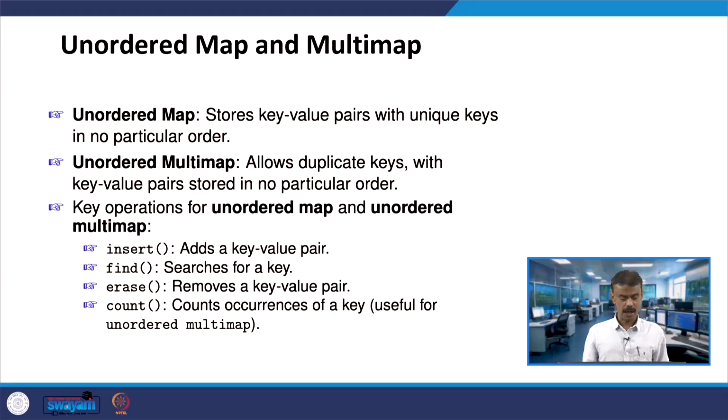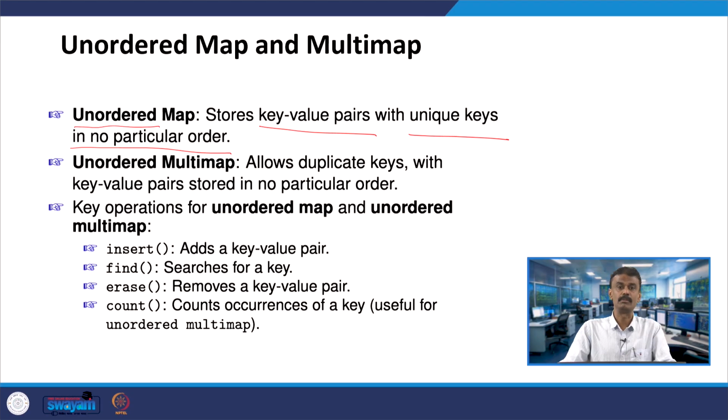The next concept we will see is unordered map and multimap. The unordered map, the keyword itself says unordered, is storing key value pairs with unique keys, but it does not follow any order. Whereas the map, in the Alice Bob example we had seen, follows a certain increasing order. Here it does not follow any particular order, so you call this an unordered map.